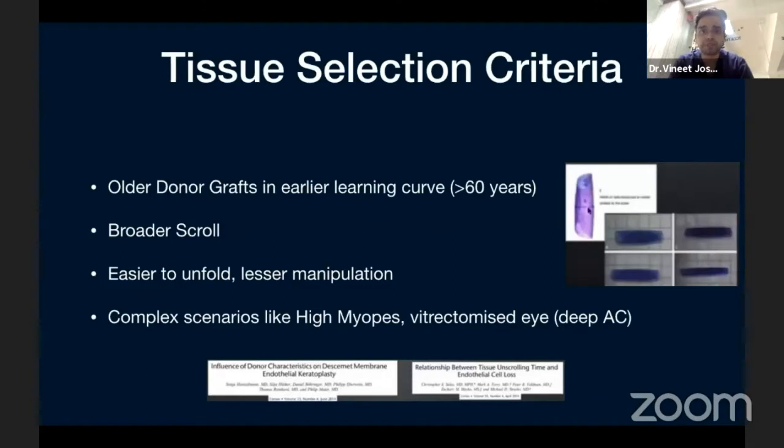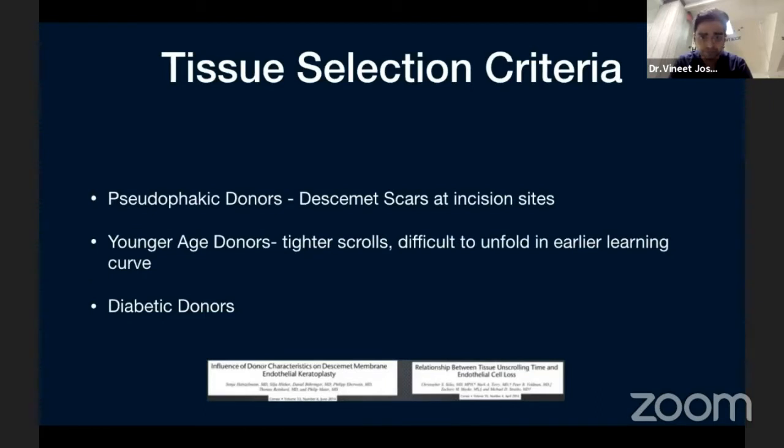Now, when it comes to tissue selection, older donor grafts, more than 60 years, are better in an early learning curve because when we strip them, they tend to form a broader scroll, which is easier to unfold in the anterior chamber with lesser manipulation. So in complex scenarios, like a patient who is a high myope with a deeper anterior chamber, it's better to have a scroll from an older donor.